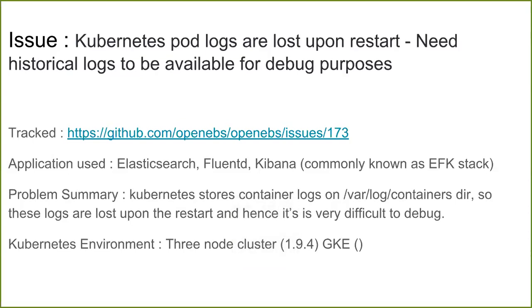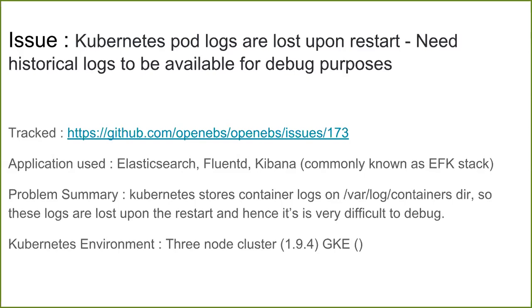So there was an issue in Kubernetes where pod logs are lost upon restart. So we need to have some setup that can fetch those logs and store them somewhere persistently. For that we will use Elasticsearch, Fluentd, and Kibana, commonly known as the EFK stack. Fluentd collects the logs from the containers log directory in the pod and sends them to Elasticsearch, and Elasticsearch stores them in a database in the form of hashes so that they can be searched easily.